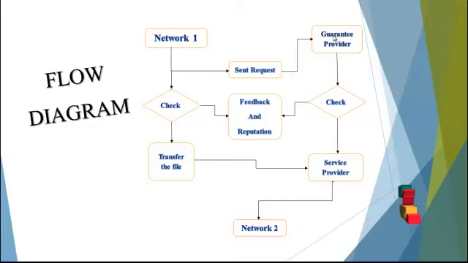Network 1 checks the service provider, and the service checking is based on the feedback on the service provider, and checks the service provider name and the feedback to network 1. And network 1 checks the feedback and reputation of the service provider and transfers the file to the service provider. The service provider receives the file from network 1 and transfers the file to network 2.